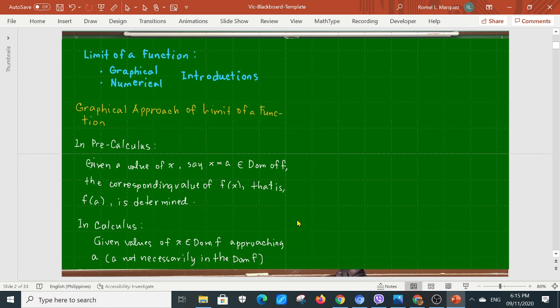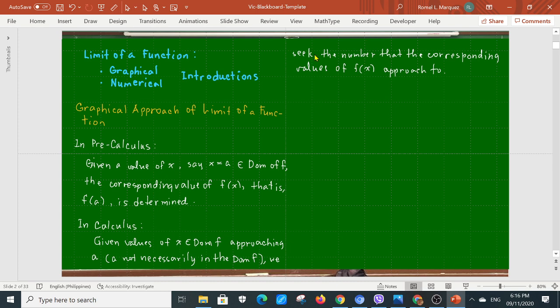Okay? So, what we do, we seek the number that the corresponding values of f of x approach to. So that's our concern in calculus.